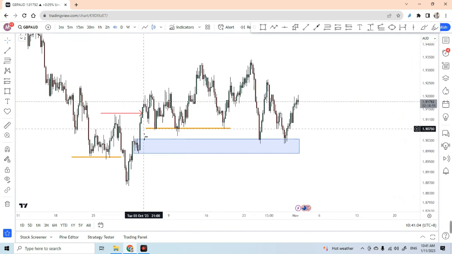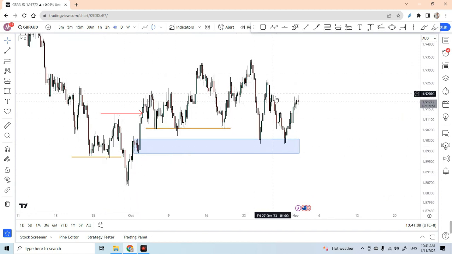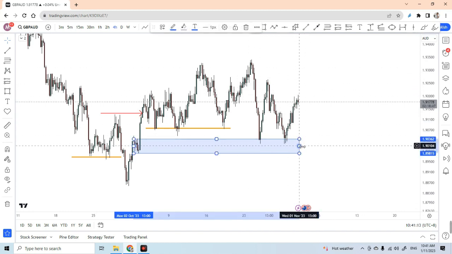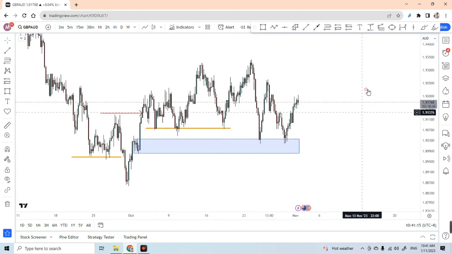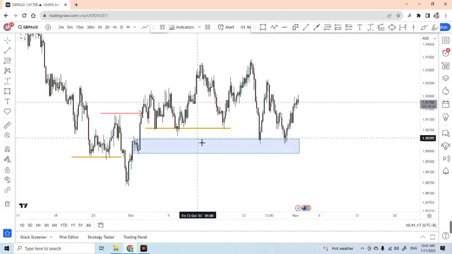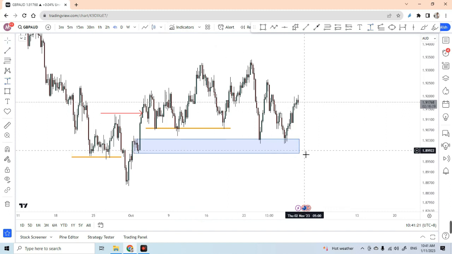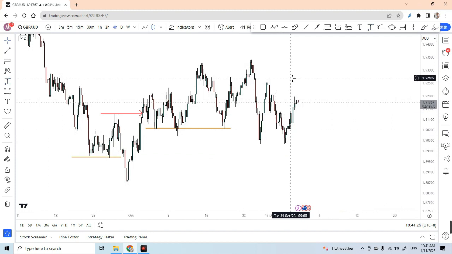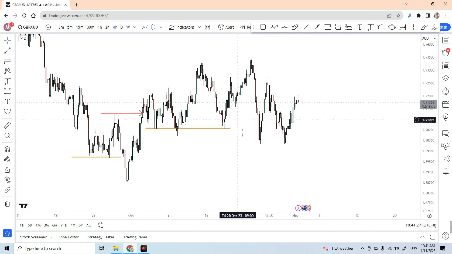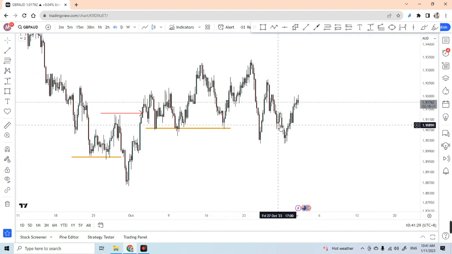You can see very well what the price did: it came into it, retested, and you can get a lot of profit from this area. Now, the problem is the stop loss is huge. This zone is extremely huge. So what you can actually do is go down into this area again and look for a demand zone.